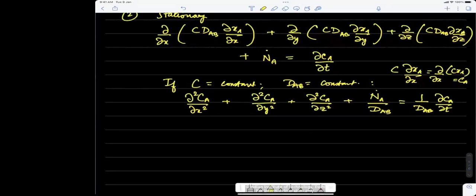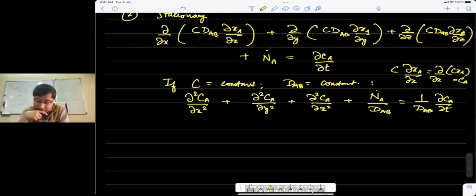If C was not constant, I could not have written it this way. Now, similar equations can also be derived for cylindrical and spherical coordinates. As engineers, we don't need to do all this derivation here, but you can check that these equations are available. In the interest of time, I'm not going to derive them.